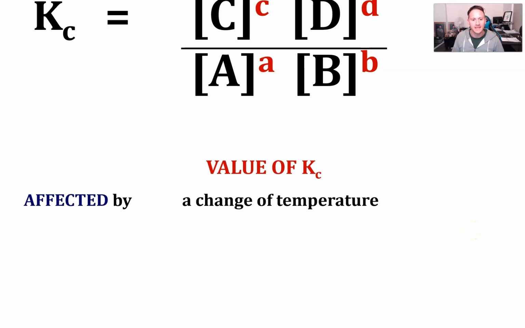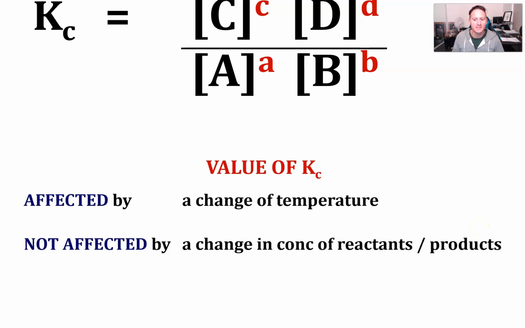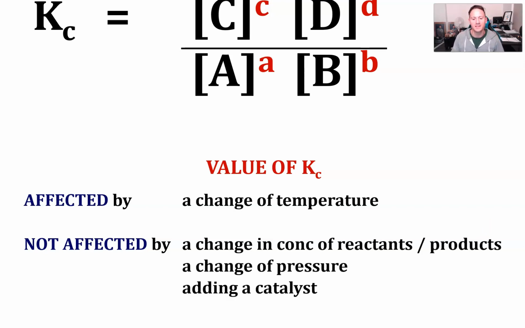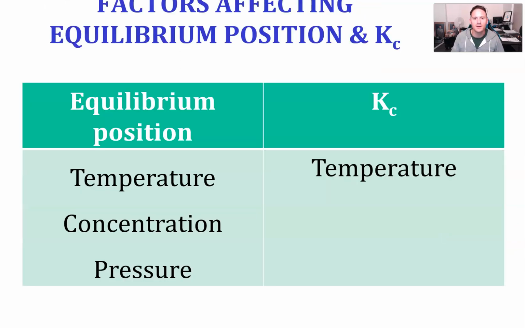The value of Kc is affected by a change of temperature. It's not affected by a change in the concentration of reactants and products. It's not affected by a change in pressure. It's not affected by adding a catalyst. So that's just a table summarizing the factors that affect the equilibrium position and the Kc value, the extent to which that forwards reaction is favoured.